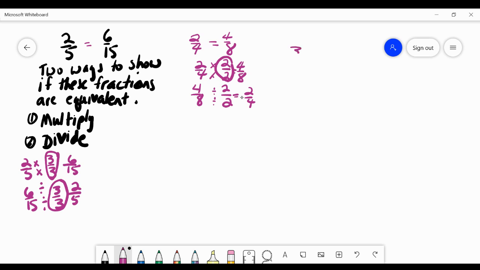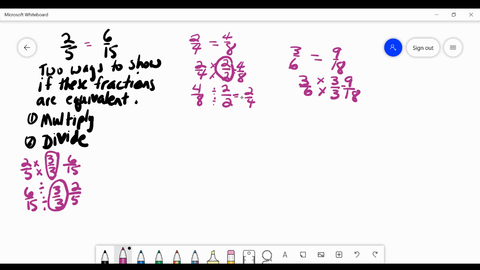What about 3/6 and 9/18? So let's multiply 3/6 times a fraction that is equivalent to 1. So 3 times what will give us 9? It'd be 3. So we'd have to use 3 on the bottom number, the denominator, because it has to be equivalent to 1. So 3 times 3 is 9, and 6 times 3 is 18. And yes, 3/6 and 9/18 are equivalent.